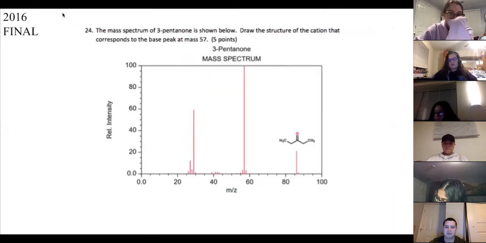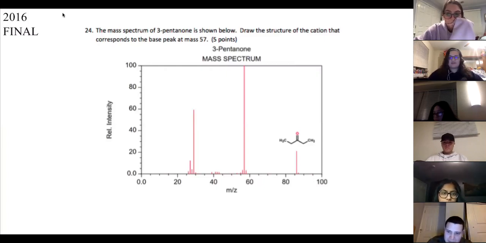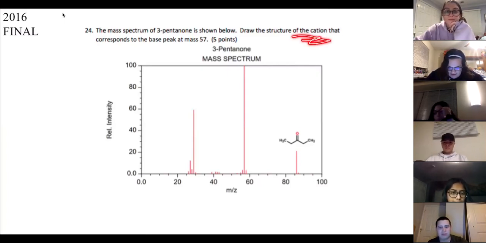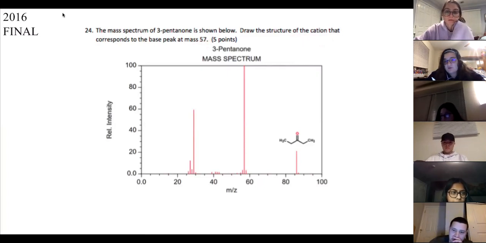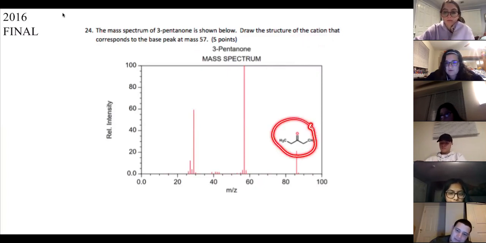All right, so let's go into mass spec a little bit. Mass spec at first is overwhelming, but after that, it becomes easier. It's just a lot of math. So for mass spec, they want us to draw the structure of the cation that corresponds to the base peak at a mass of 57. The first thing you want to do in these questions is get the mass of the entire compound, right? And like we were saying before, there's two ways to accomplish this.